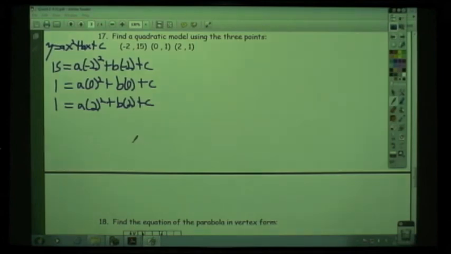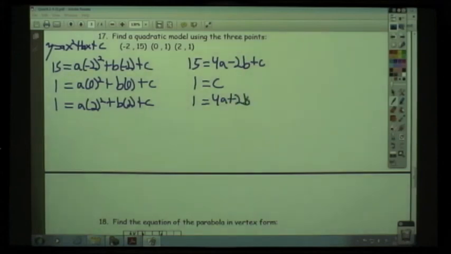When you do that, you should notice on the first one up here, you'll get 15 equals 4a minus 2b plus c. You're going to get 1 equals c. And then you're going to get 1 equals 4a plus 2b plus c. So what you can do on this one, because of the easiness that I gave you here, c is 1. You already know your answer for c. Then you can plug that value in here and use that to help you find your a and your b.